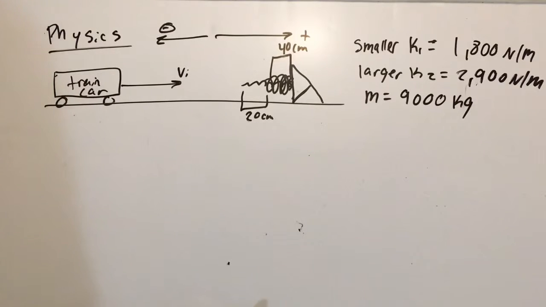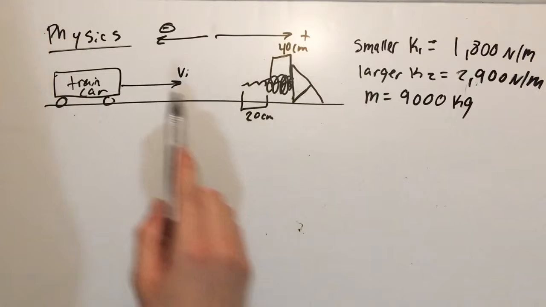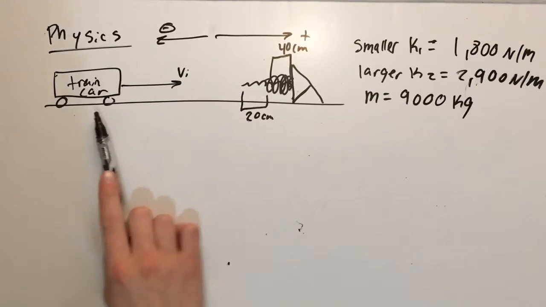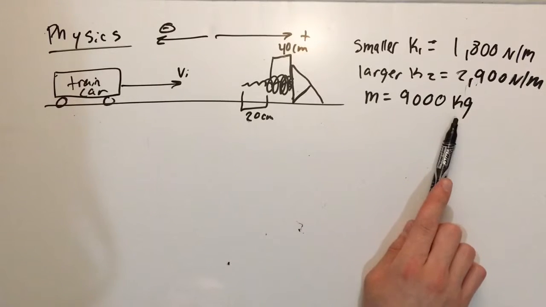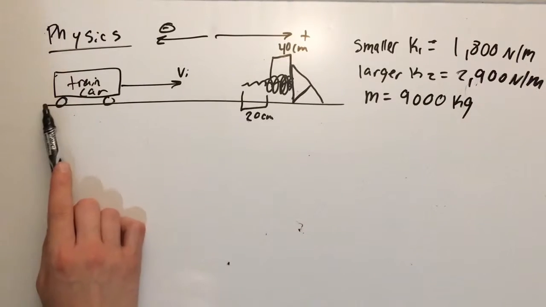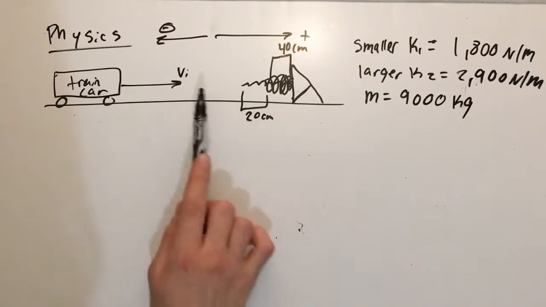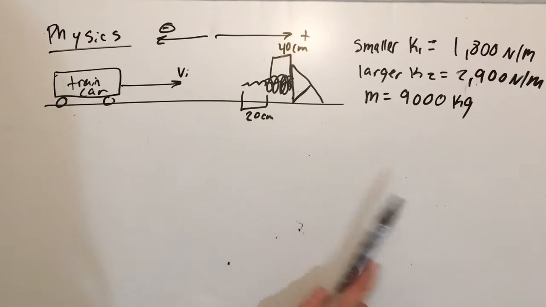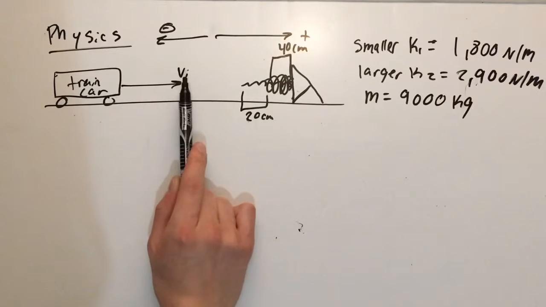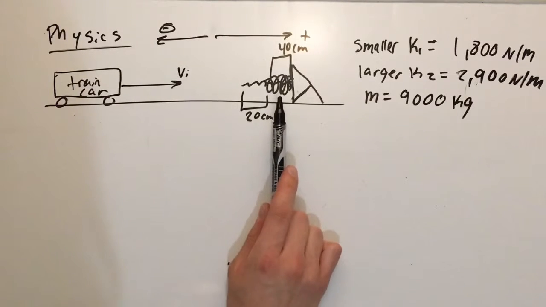This is a physics problem that we had last semester, so I thought it was pretty interesting. A train car with some mass, and I'll say the mass is 9,000 kilograms, is going to be coming down this track, just rolling with no friction, so nothing's going to slow it down. And it's rolling at some initial velocity, and it's going to hit this stopping system.